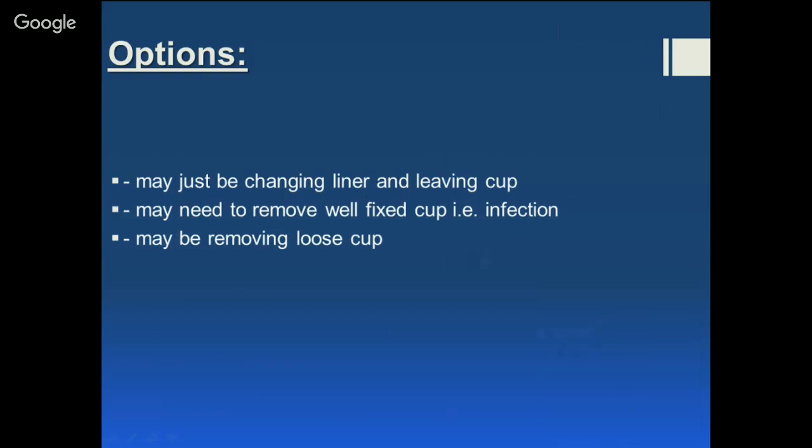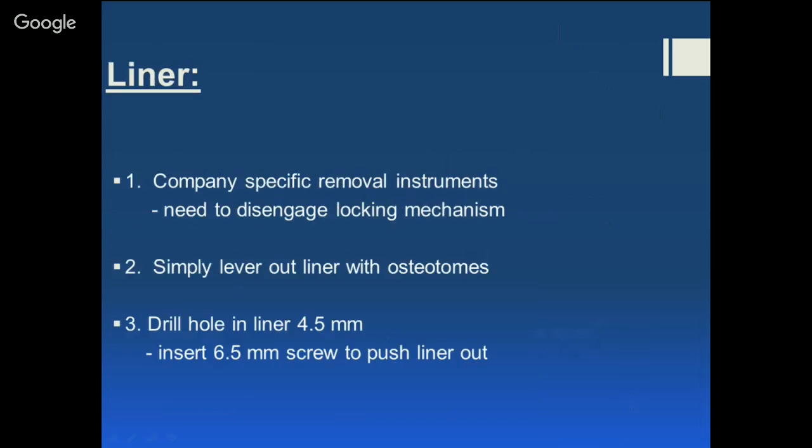If it's an uncemented cup, maybe just changing the liner, leaving the cup, or we may need to remove a well-fixed cup, or remove a loose cup. For the liner, there is a component-specific removal instrument that we put over the liner and take it out. There is a simpler way: lever out the liner with an osteotome, or a very useful method is to drill it with a 4.5 drill bit. Then we introduce a 6.5 mm screw, and it will automatically come out.